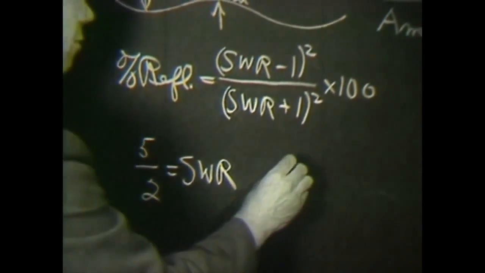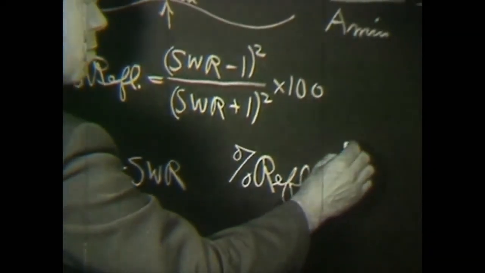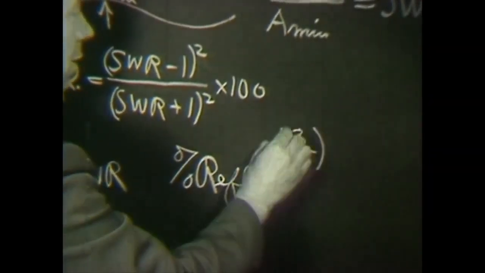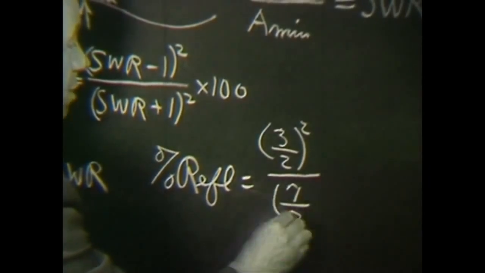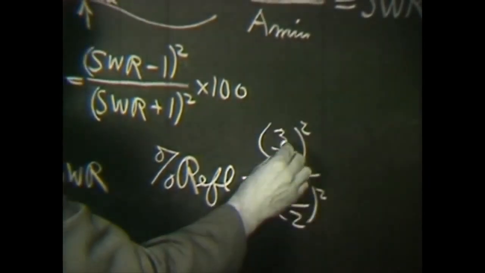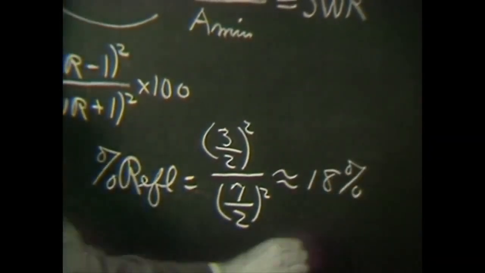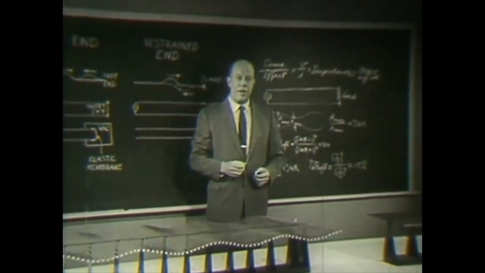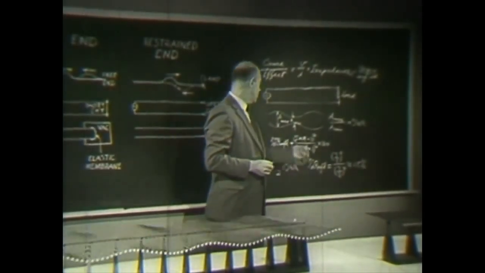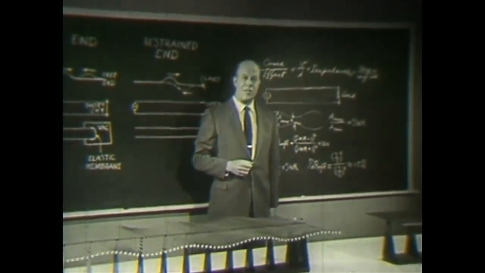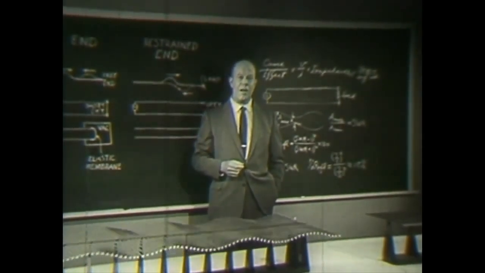Substituting in the percent reflection formula, we obtain percent reflection is equal to 5/2 minus 1, which is 3/2 squared, divided by 5/2 plus 1, which is 7/2 squared, which gives us 9/49, or about 18%. Now note that I have just calculated the percent reflection on a mechanical wave system using an expression that was first developed in the field of AC electricity. Now this is a perfectly valid and logical thing for me to do, since waves of all kinds behave alike.